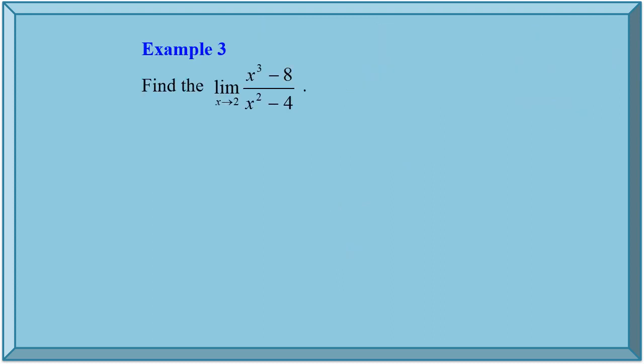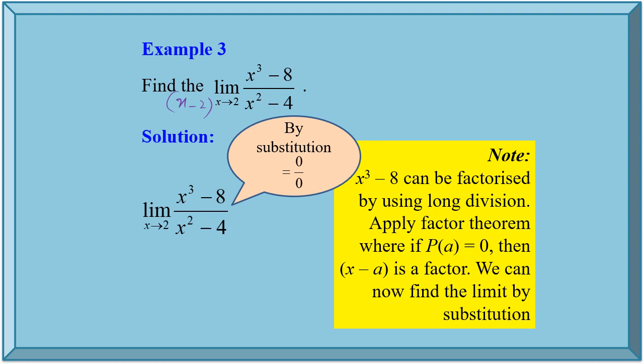Example 3, find the limit of (x cubed minus 8) divided by (x squared minus 4). We know that x minus 2 is a factor. Can we factorize x minus 2 from x cubed minus 8? Yes, you can. How? By applying long division. X cubed minus 8 can be factorized by using long division. Apply the factor theorem: if P(a) equals 0, then x minus a is a factor. When we substitute the value 2 into this function, 2 cubed minus 8 is 8 minus 8, which is equal to 0.